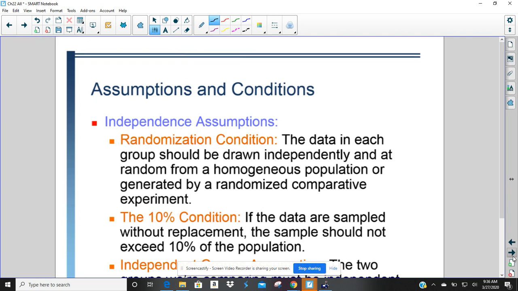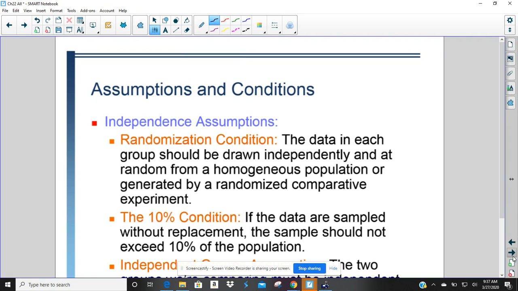And then there's one new caveat. I think it's one. So we're still looking for there to be a random condition. Each group should be drawn independently and at random from homogeneous populations. So if we're looking at boys and girls, you're talking about boys being random and girls being random.